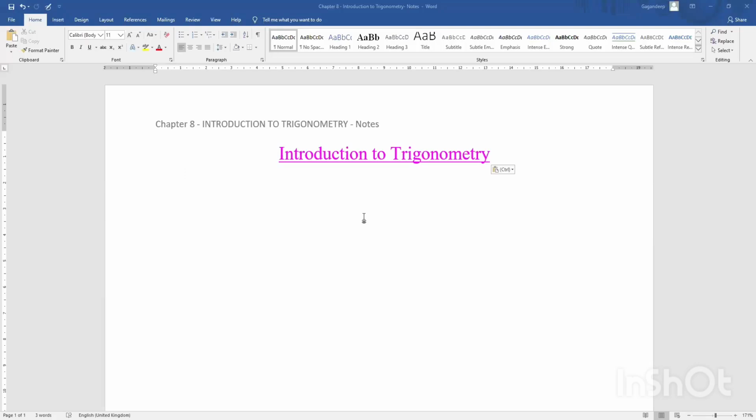Today I'm going to take the chapter Introduction to Trigonometry. So now, what is trigonometry as such? Let's see the definition.